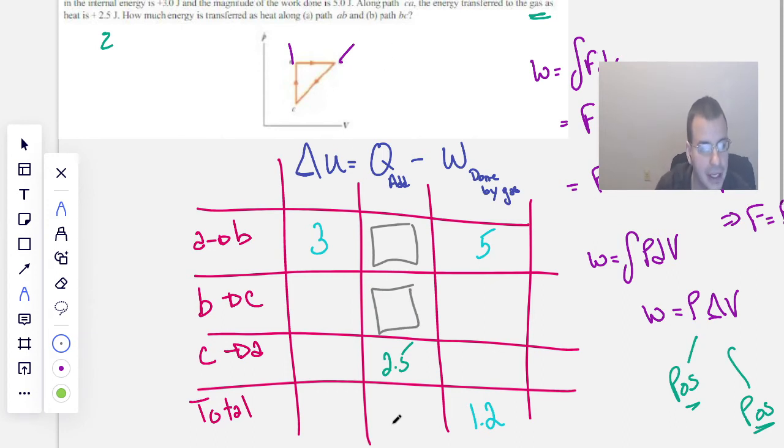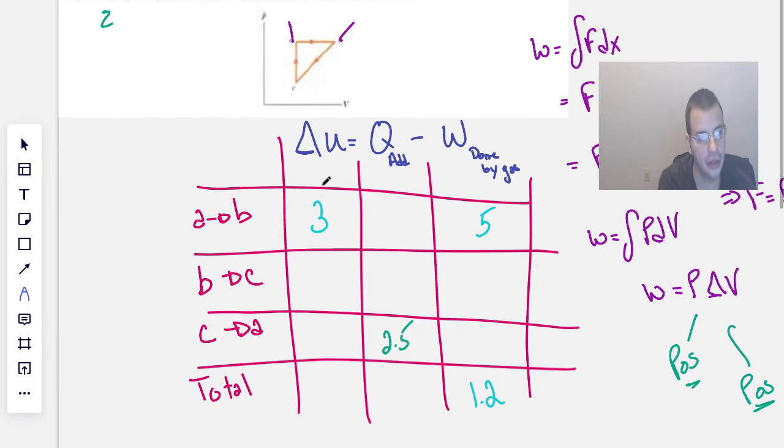This value and this value, AB and BC. All right, so for this top part, I'm going to fill in some things that we know first. It's a cycle, so the change in internal energy is going to be 0. The whole idea of a cycle is it starts back at the beginning, and so the total change in internal energy has to be 0.